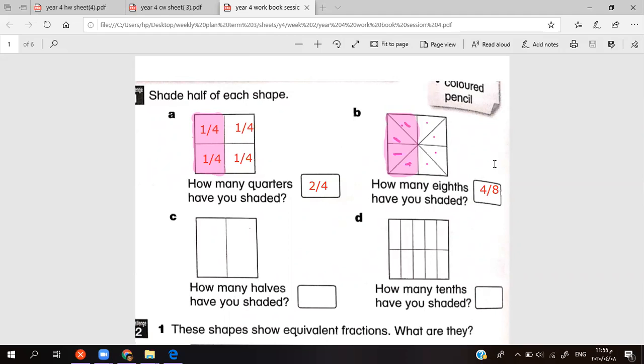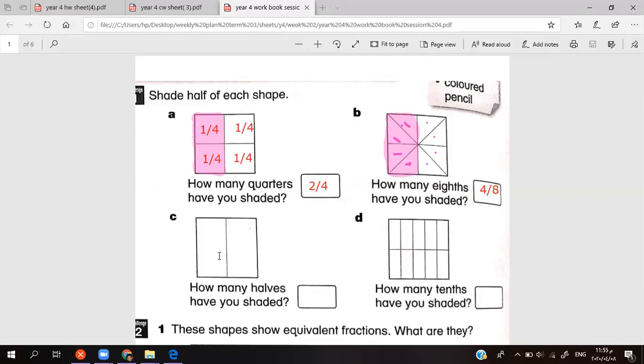Okay? I want you to think about something. I shaded, this is a square and this is a square. I shaded here half the square and I shaded here half the square. Isn't the part I shaded here the same as the part I shaded here? So this 2 over 4 is the same as 4 over 8. And we'll learn how this happened.